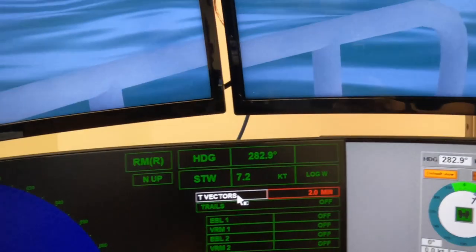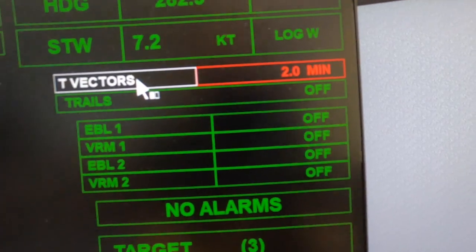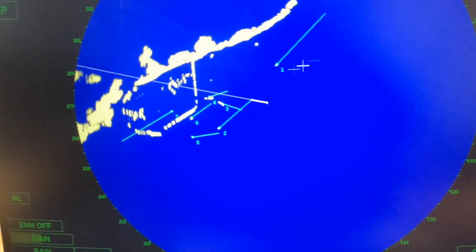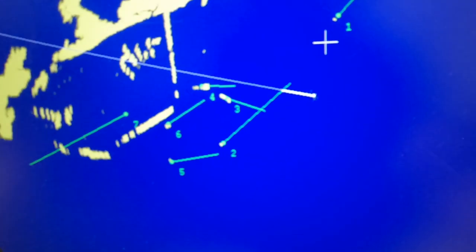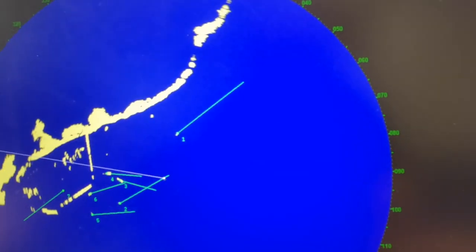And as you see, the bearings, the lines of the vessels will change as we go between true and relative. For collision avoidance, we want to be on relative. We're just clicking from true to relative so you can see the difference there. Okay, we'll go back to relative.